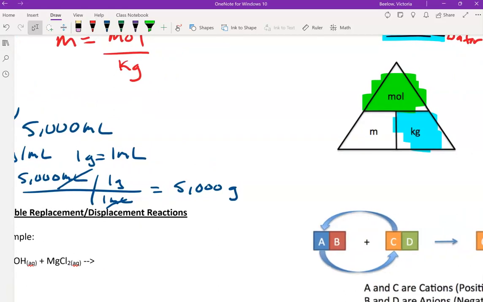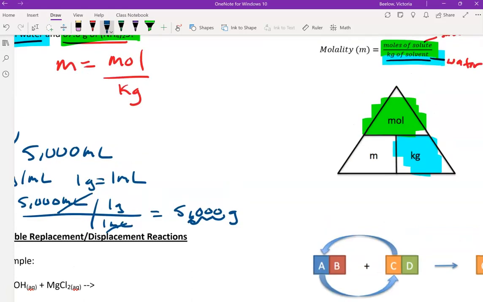Now, this is in grams, but I need to convert it into kilograms. So I would move the decimal 1, 2, 3 spaces to the left. So this would be 5 kilograms, which makes sense because there's 1,000 grams in 1 kilogram. So if you have 5,000 grams, that's the same thing as saying you have 5 kilograms.